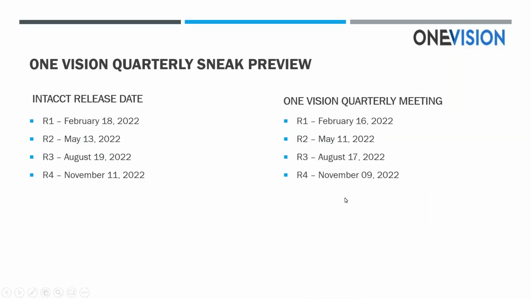Sage Intacct releases updates to its product 4 times per year, once per quarter. The release dates for 2022 will be February 18th for Release 1, May 13th for Release 2, August 19th for Release 3, and November 11th for Release 4. OneVision holds a quarterly webinar for each release.